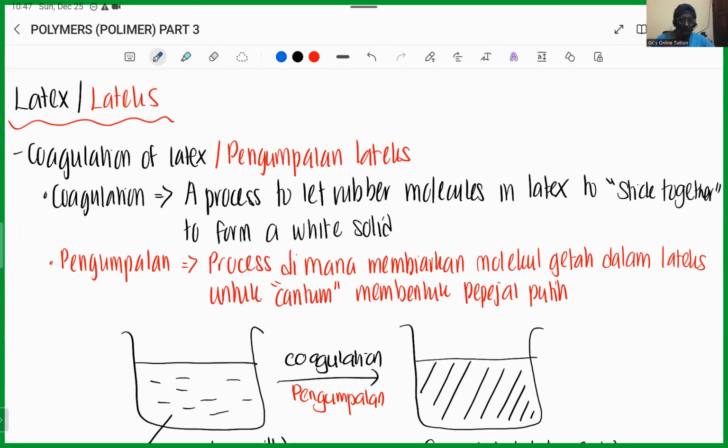Okay, right. So we continue our topic today. Kita sambung ya. We are in polymerization. Kita di bawah topik polymer. So today we are going to continue with latex. Kita akan sambung dengan latex.